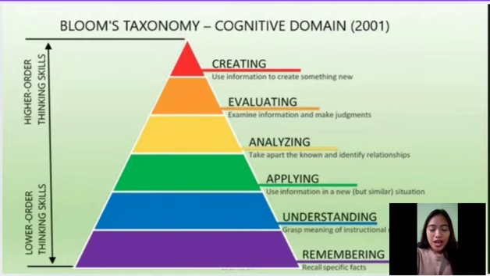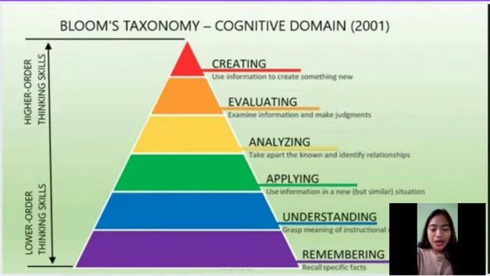Level number 2, understanding, comprehension. The learner grasps the meaning of the information by interpreting and translating what has been learned. Level number 3, applying. The learner makes use of the acquired knowledge, facts, techniques, and rules in a different way.